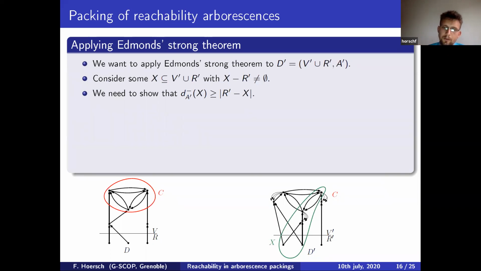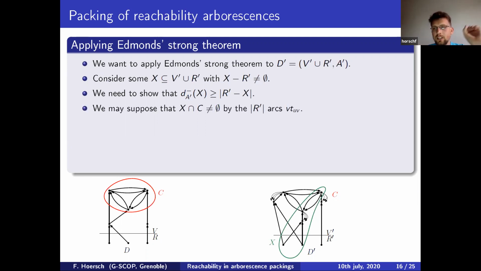Now I have to set X, and the first thing I can observe is that I may very well assume that X intersection C is not empty. Because if it is, I can pick some vertex in X minus R prime. I have supposed that X minus R prime is non-empty. And I have just put sufficiently many arcs coming into that vertex. So that set would already have its in-degree sufficiently high. So I may very well assume that X contains at least one vertex of C.